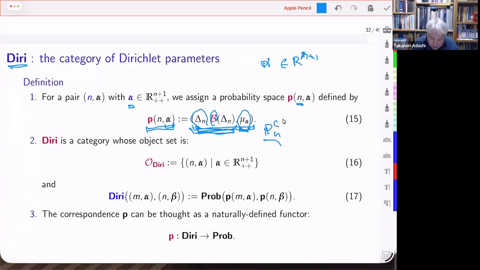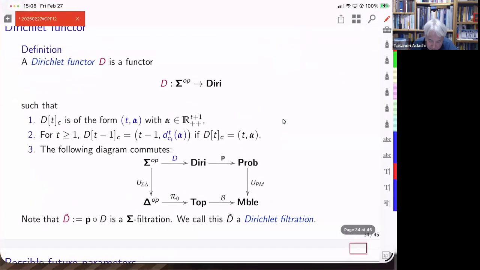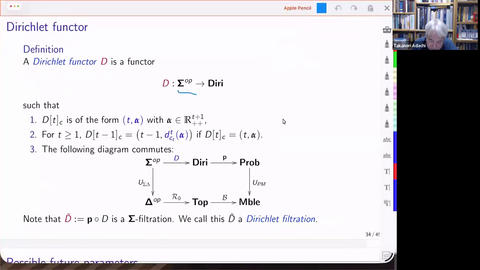So for all these pairs (n, alpha), we have these objects of the new category DD, and the arrows between them are just null-preserving maps between the probability spaces we just defined. Then this correspondence P becomes a functor, naturally defined. And using this functor P, we define the Dirichlet functor. This is the final one, and this is a filtration, a Dirichlet filtration.